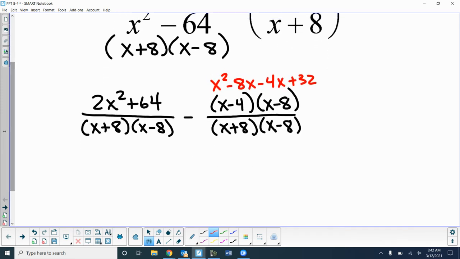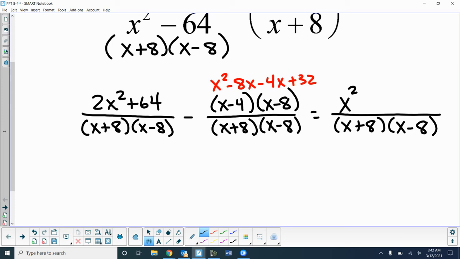Okay, so I'm going to rewrite this numerator. My denominator will not change yet. It might at the end. All right, so what is 2x squared minus 1x squared? X squared, right? Or 1x squared. All right, this is a negative 12x, right? So what's nothing minus a negative 12x? Positive 12x, very good. What is 64 minus 32? 32.